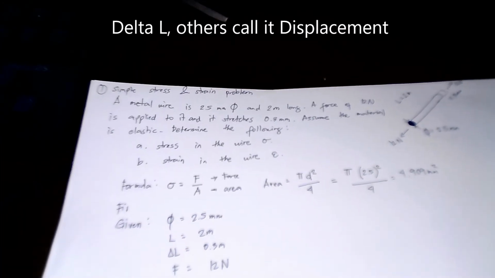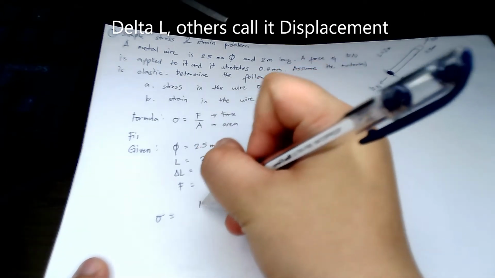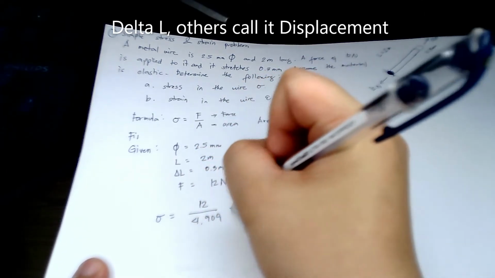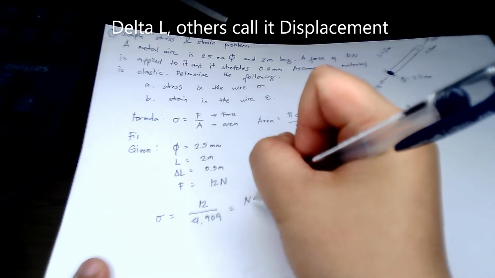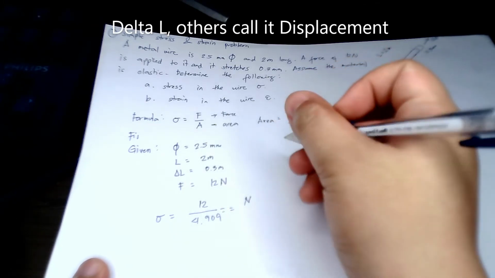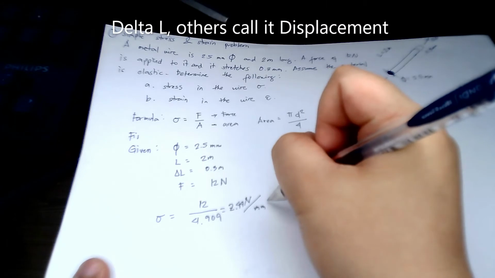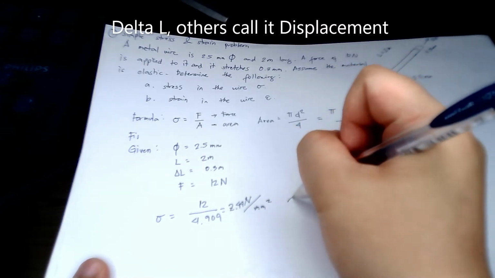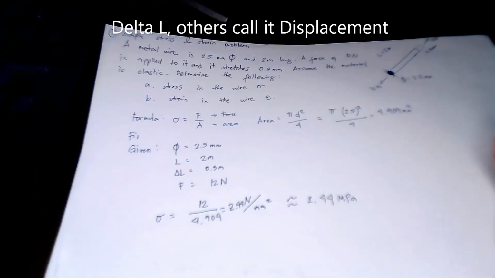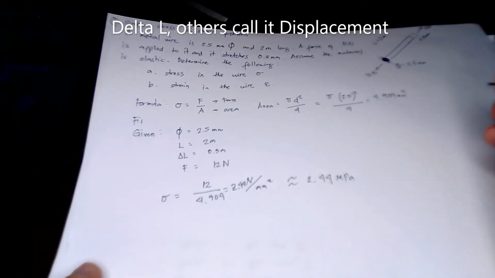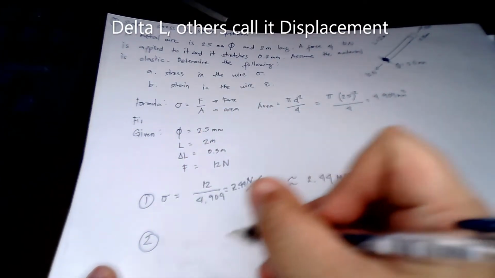So now we can find our stress experienced by the wire. The stress is equal to 12 over 4.909, which is Newton per mm squared, or that is equal to 2.44 Newton per mm squared, where this is equal to 2.44 MPa. So this is the first question.